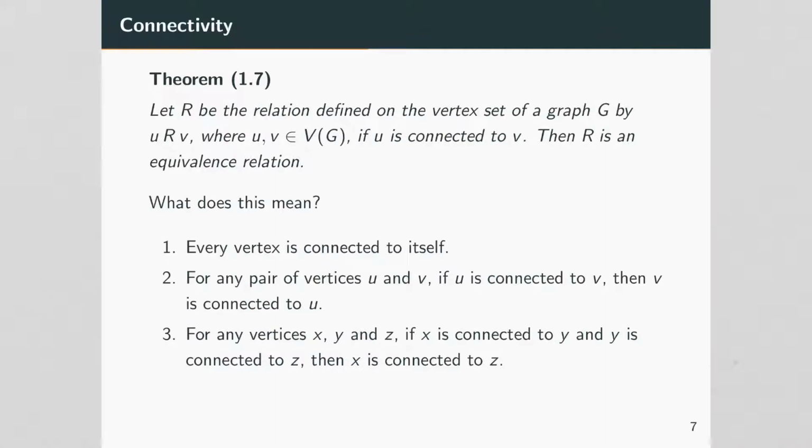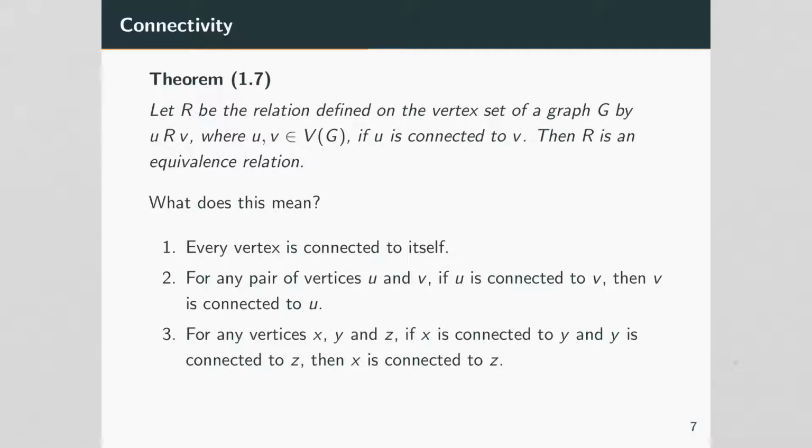All right, now we come to Theorem 1.7 in the textbook, which talks about relations. If we define what's called a relation between two vertices, if they are connected to one another, remember that just means there's a walk or a path between them, then it's an equivalence relation. If you haven't been exposed to relations before, here's the easy translation of an equivalence relation. In this context, there are three things that we want to take out of it.